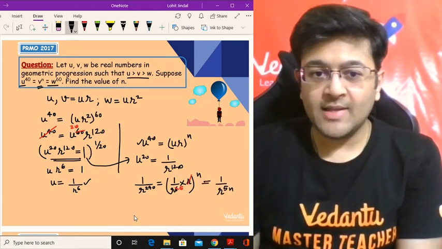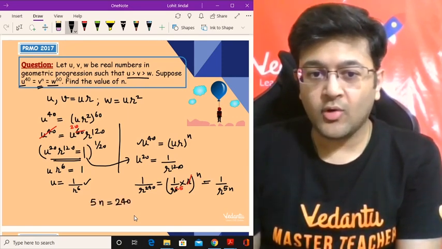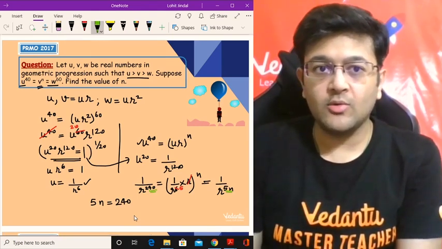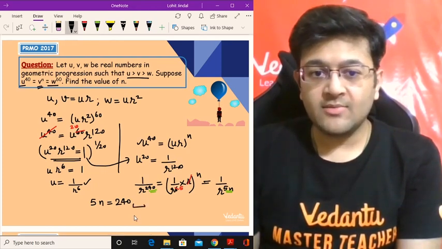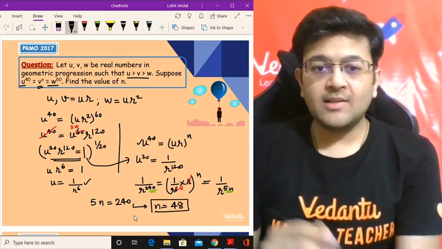Now you can just equate the powers, right? Very simple now. 5n will become equal to 240 here, right? Because on both sides the numerator is the same, so the powers 5n should be equal to 240. So from this we get the value of n as 48, right? 240 upon 5. So that is how easy it is.